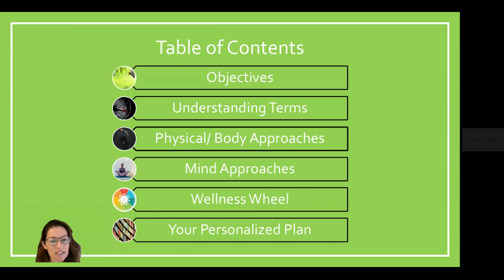So these are the things we're going to discuss today. We're going to review the objectives, understanding universal terms, physical or body approaches, mind approaches, the wellness wheel, and then you guys will create a personalized plan.